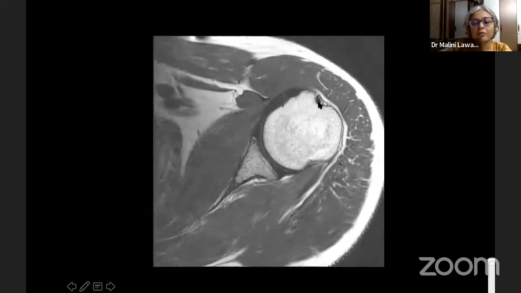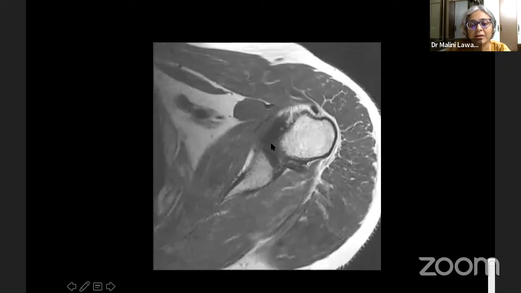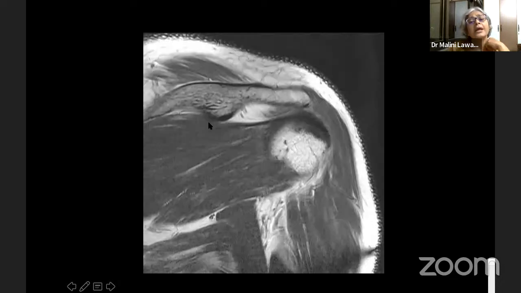In the bicipital groove, here is the long head of biceps tendon. This is subscapularis muscle belly, subscapularis tendon, teres minor, and the teres minor tendon insertion. Deltoid. And we should also remember to look at the pectoralis major and minor in all cases. If we look at coronal images, we are coming from posterior to anterior. This is the teres minor muscle belly. This is infraspinatus, and you can see the infraspinatus tendon inserting onto the greater tuberosity.